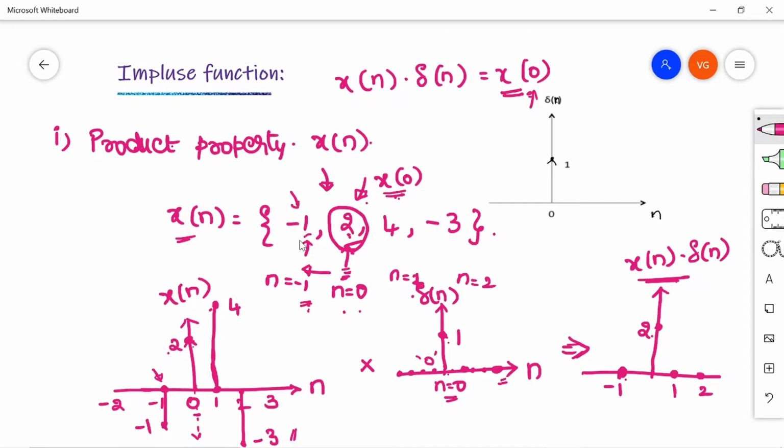X of 0 is nothing but amplitude of x of n at n is equal to 0. Suppose you want to indicate this one, then you will write it as x of minus 1. This 4 is nothing but x of 1. This minus 1 is nothing but x of 2. Means amplitude of x of n at n is equal to 2 is minus 3. Right? So the resultant here is x of 0. So this is the product property of your impulse function.